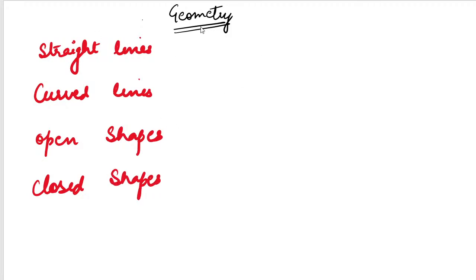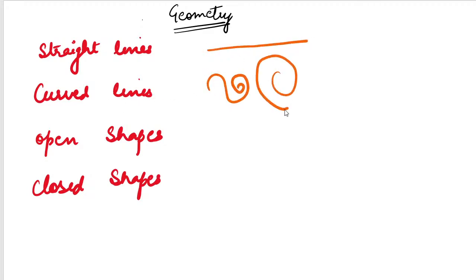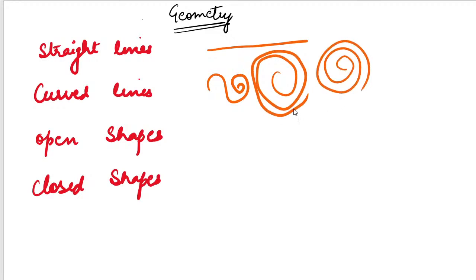Okay, so these are the straight lines. Curved lines like this, these are curves. Now if we talk about open shapes, what are open shapes? Those that are open from here, open from here, this is known as an open shape. And this shape is also an open shape. Now a closed shape: triangle is a closed shape, rectangle is a closed shape, square is a closed shape. So this is the difference between open shape and closed shape.